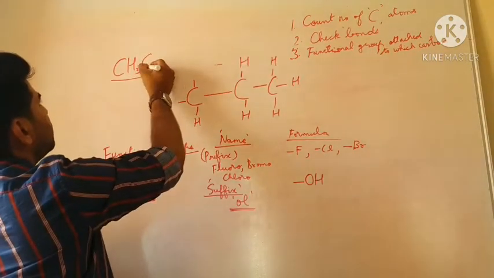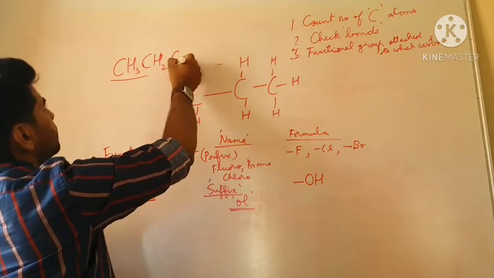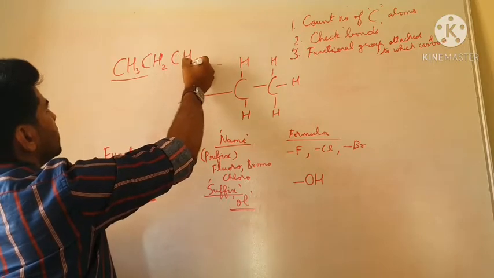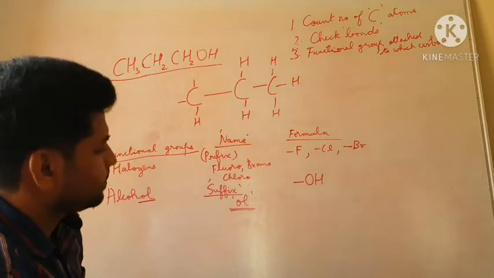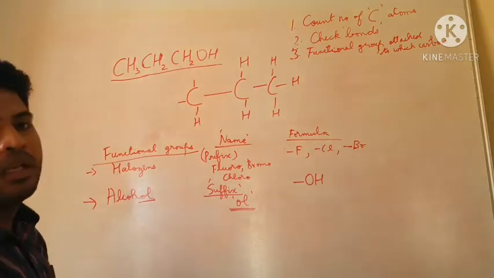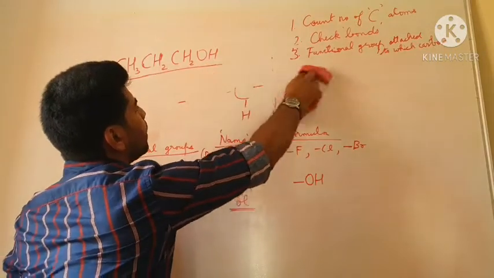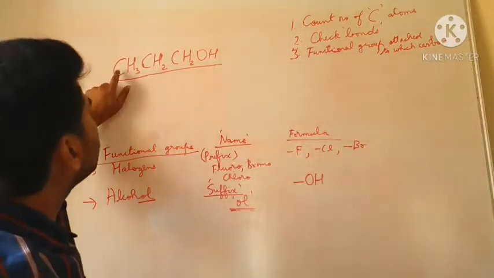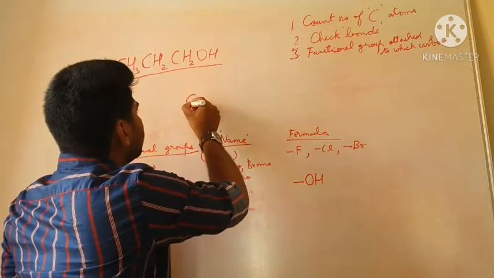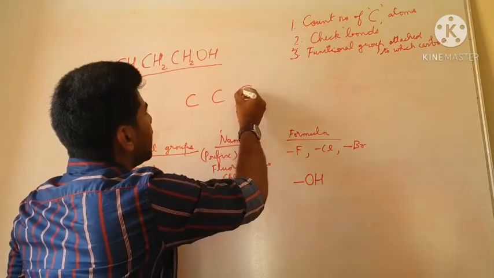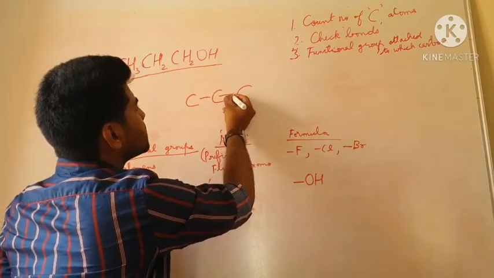This is given to you: CH3, CH2, CH2, OH. Write the structural formula and name the compound. Count the number of carbon atoms: 1, 2, 3. Draw them in a straight line. Join them using single bonds.